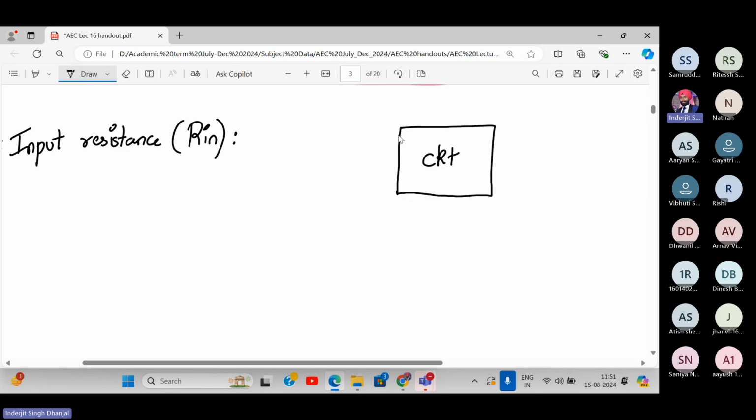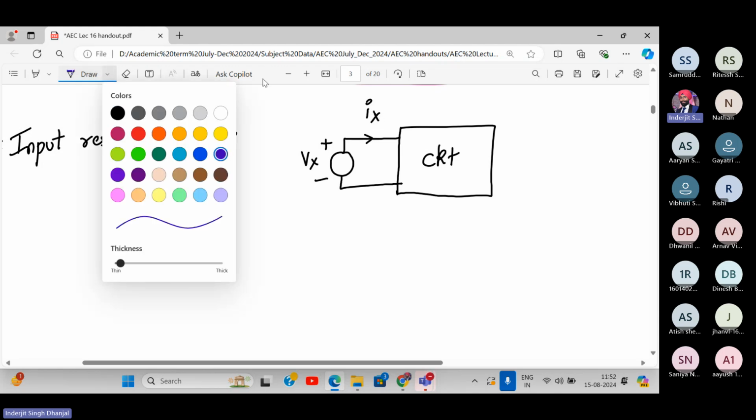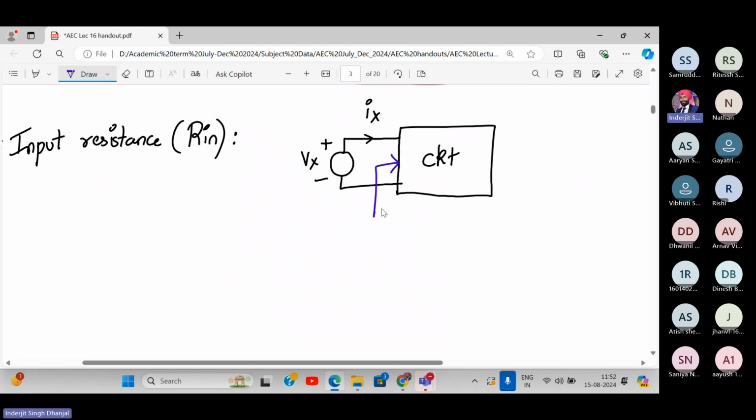At the input terminals of the circuit, you connect a test source, Vx, and you find the current flowing through it, Ix. So what will be the input resistance of the entire circuit? Can anyone tell me? Rn will be Vx upon Ix. Put the entire thing inside the box. We don't care what is at the output. At the input side, include a test source. This is my test source. Because of this voltage source, we will have a current flowing into the circuit. So you find the expression of Vx upon Ix, and there you have it.